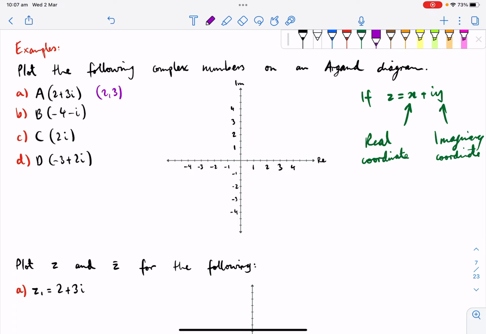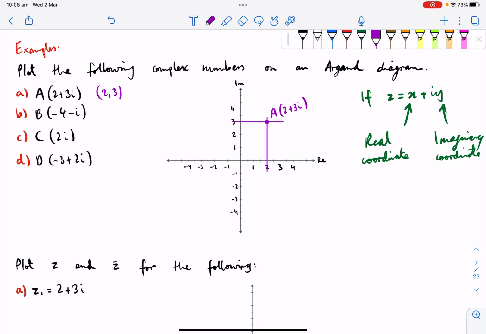So now I can take my point (2, 3). Wait, let me just line it up. All right, so that means our dot is right there. So that there is the point A, (2, 3). I can also write it as A is 2 plus 3i. Both are correct. But for the sake of understanding complex numbers, I'm going to write it like this.